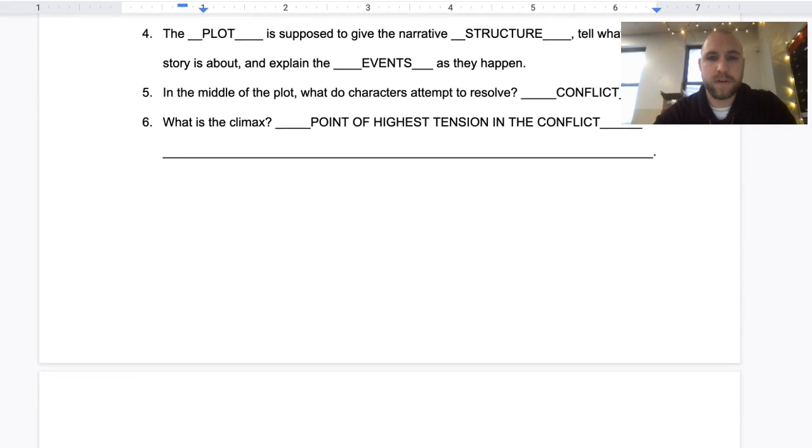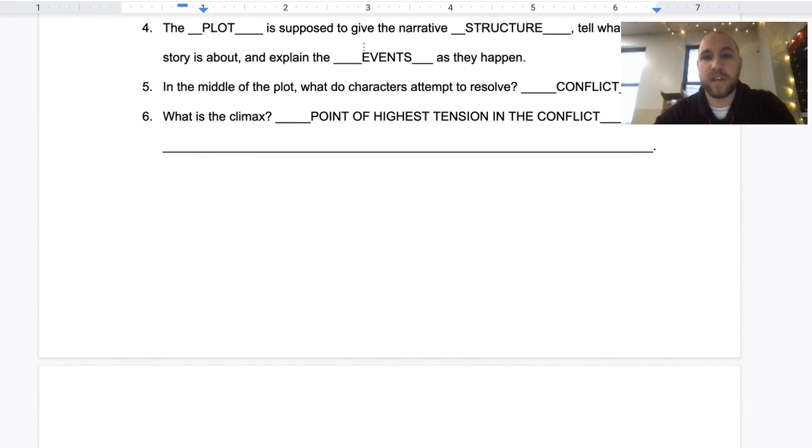Next, we have these answers here. Plot is supposed to give the narrative structure, tell what the story is about, and explain the events as they happen. Plot is essentially just a graph of the conflict throughout the story, okay? The climax of the plot, on that plot diagram we're very familiar with, is the point of highest tension in the conflict. So as the story is occurring, all the excitement and all of the drama that's happening is leading up to that conflict.